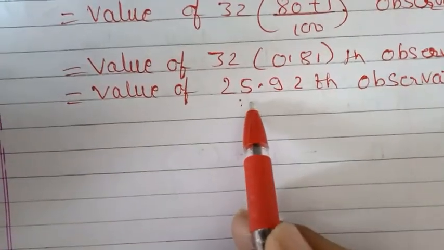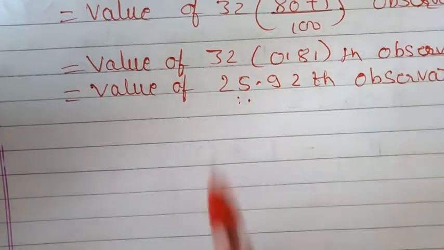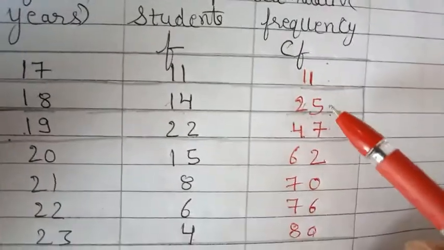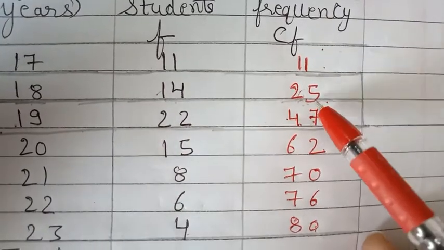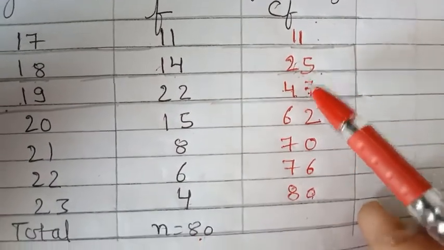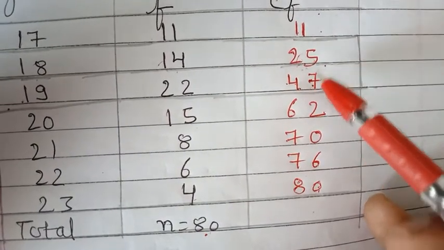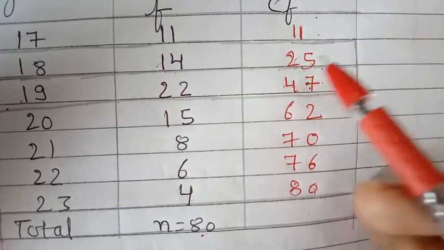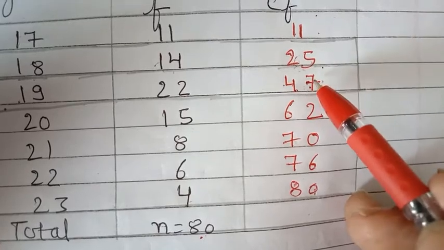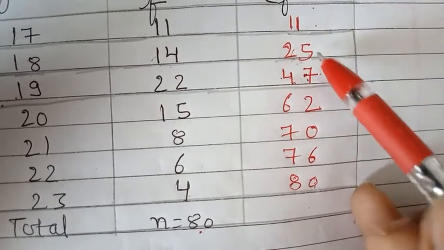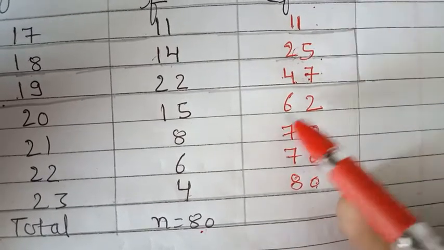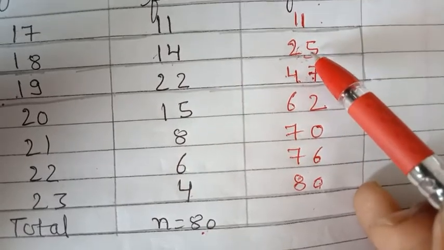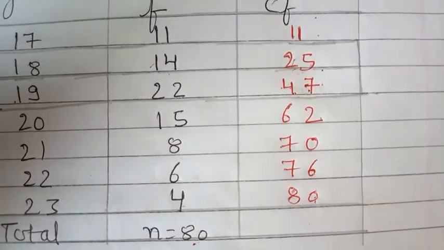Now when we see this in our CF column, 25.92. Now as you can see, exact 25 and 25.92, so both these rows are involved. I have explained to you that whenever the answer comes in decimal, what are we supposed to do? Value of next observation minus value of current observation, right? So in the same way we will do the calculation.